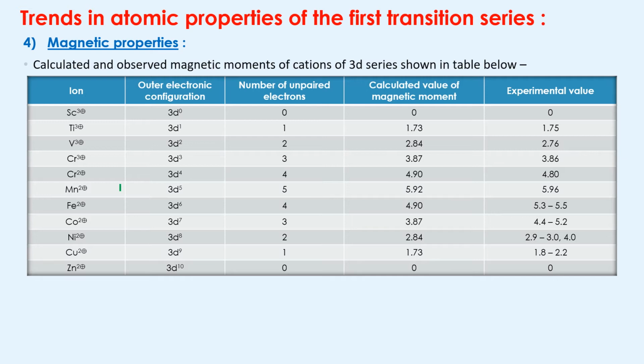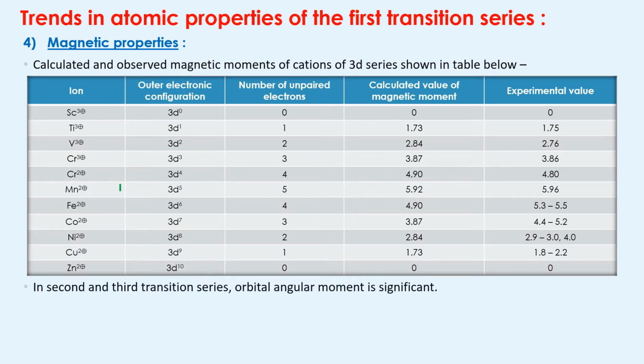Similarly for cobalt, in the +2 oxidation state, the outer electronic configuration will be 3d7, so the number of unpaired electrons will be 3. The calculated value will be 3.87, and the experimental value ranges between 4.4 to 5.5. Remember, from the magnetic moment value you can calculate the number of unpaired electrons in your elements and ions.